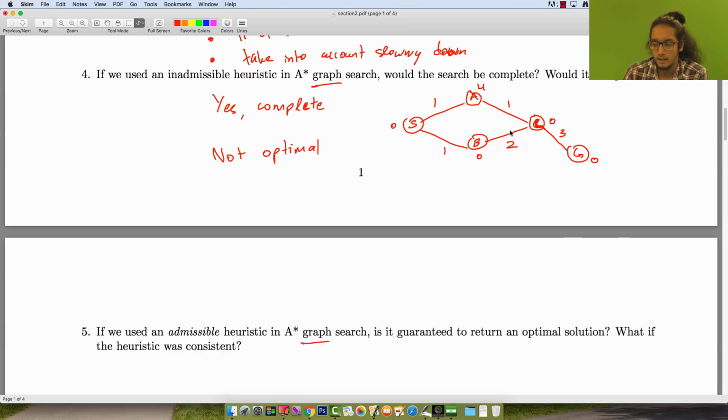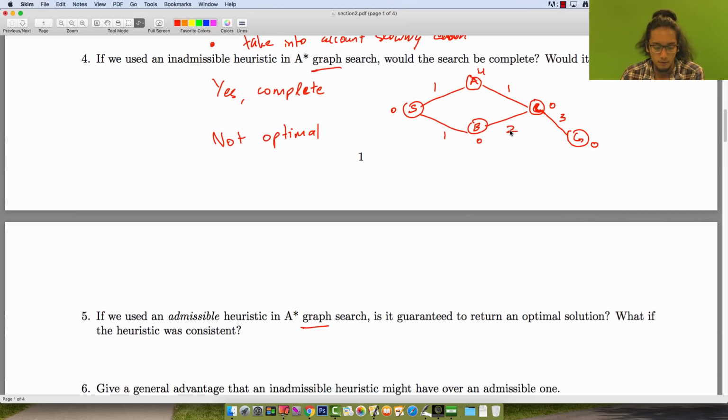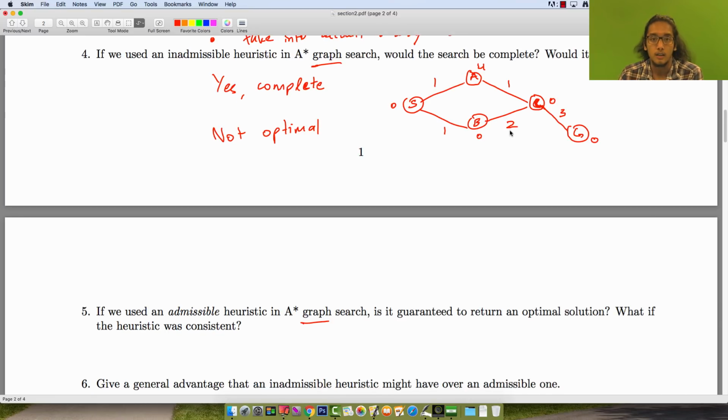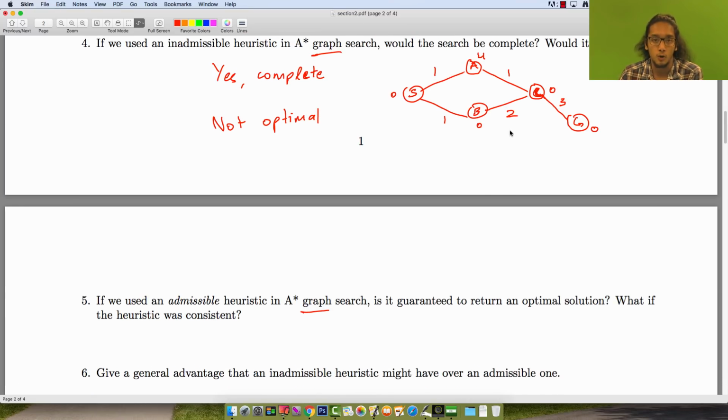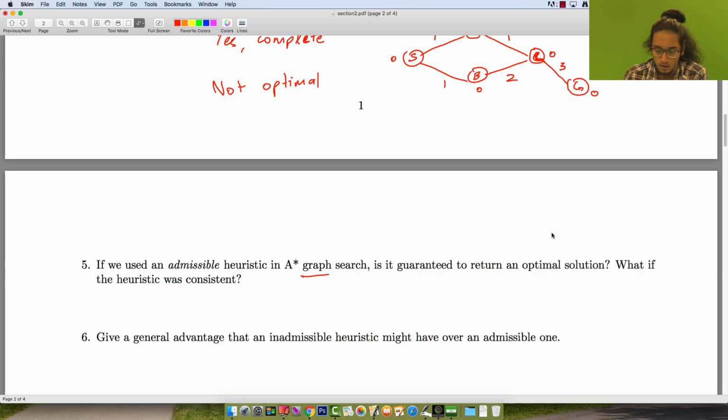So this is the classic example for why an admissible heuristic does not always give you an optimal solution in the case of A* graph search. So is it guaranteed? The answer for this is no. What if the heuristic was consistent? Well, basically forcing the heuristic to be consistent is what will ensure us optimality in the case of A* graph search.